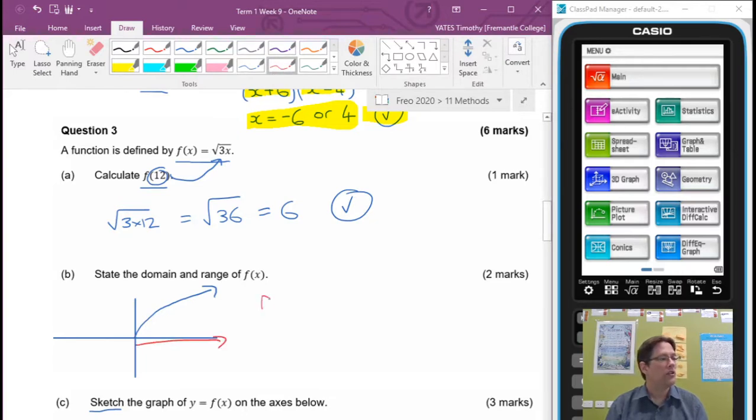So the domain, can x be 0? Yes, it can. So x is greater than or equal to 0. And the same can be said for the range.